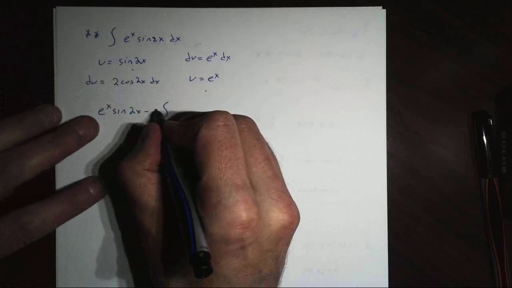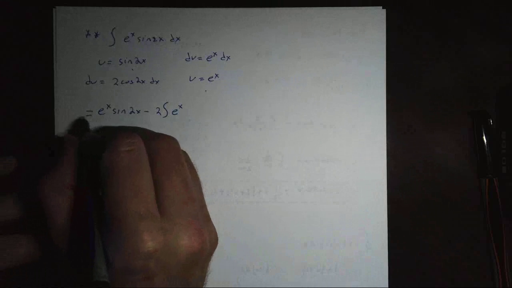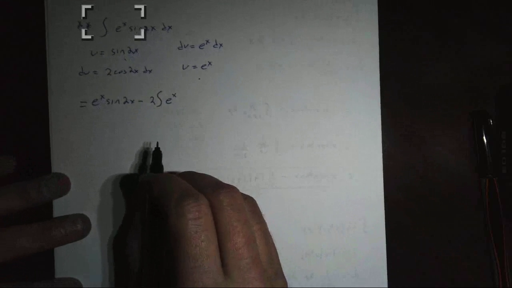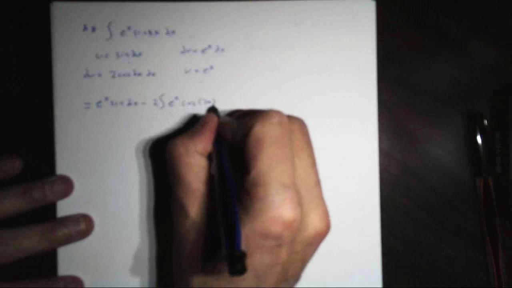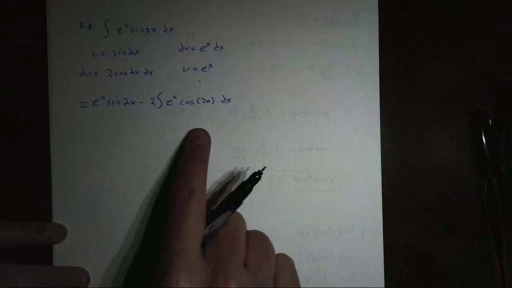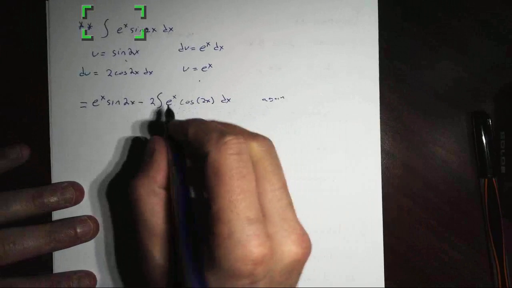I'm going to factor out the 2 here just to make it a little bit easier for us, and hopefully we'll be able to see a pattern. I get 2 times the integral of e to the x cosine of 2x dx. Remember, all of this is equal to my antiderivative. And you kind of recognize, yep, we have to do it again. So I'm going to go and do this again.